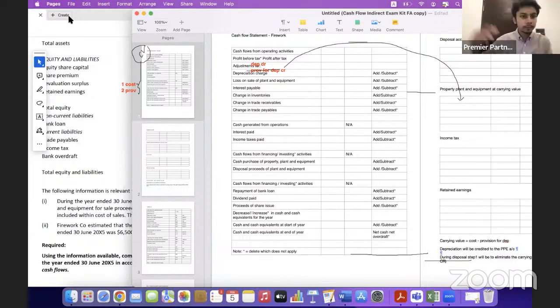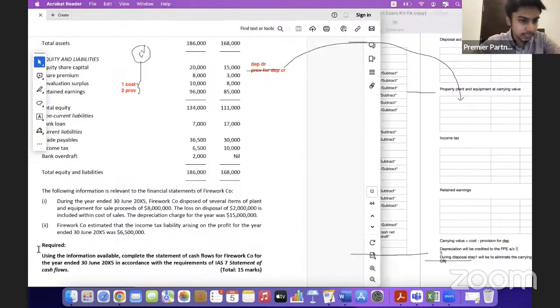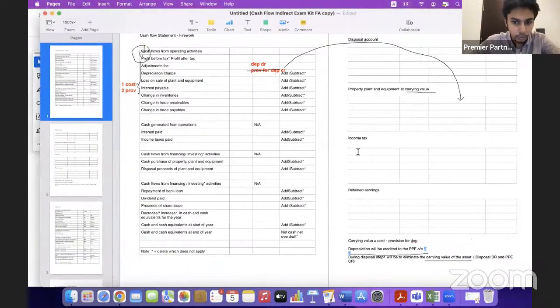Okay. Right. So, guys, next thing. Let's move on to the next adjustment. Over here, Firework estimated the income tax liability. Now, guys, can you see income tax? Because they are speaking about income tax, I went and prepared my income tax account as well. Here you can see this one, guys, and this, because the first paragraph said disposal.